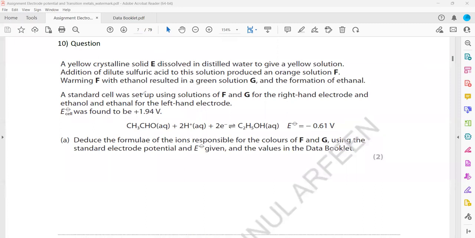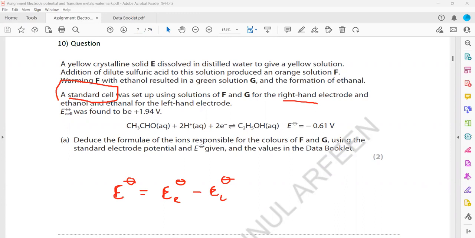As they already mentioned, they specify that the standard cell was set up. Whenever they mention that a standard cell is set up, the positions are also mentioned. On the right hand electrode, we have the solution of F and G. On the left, we have ethanol and ethanal. So what is the equation whenever a standard cell is set up? The standard cell potential equals the electrode potential of the right hand side minus the electrode potential of the left hand side.